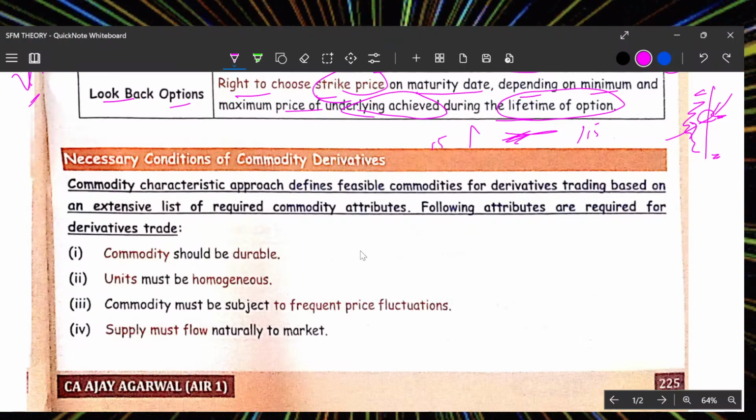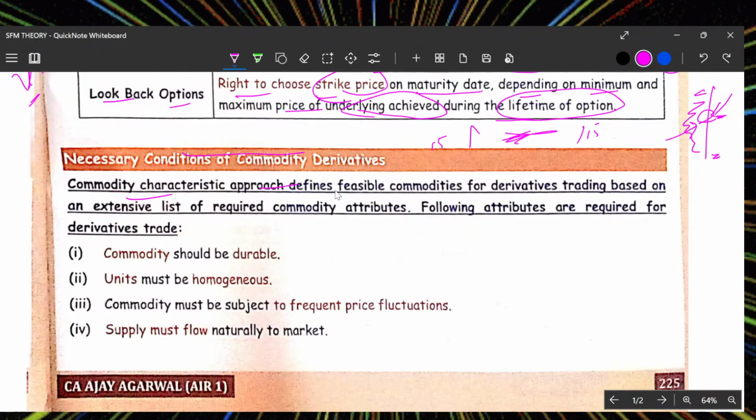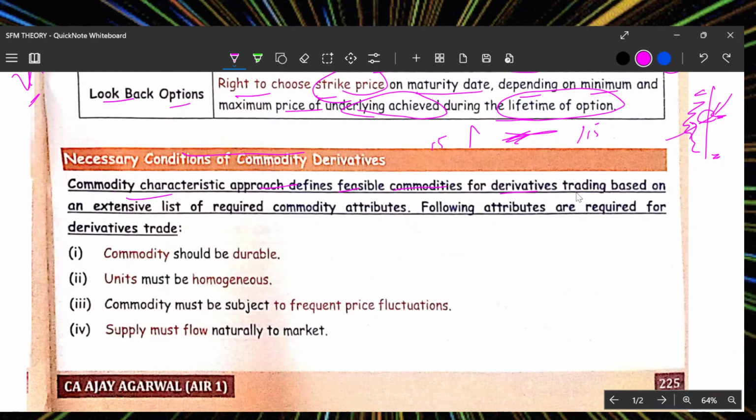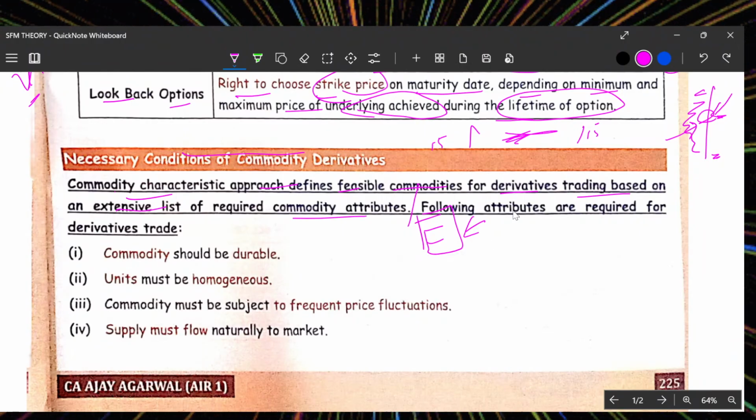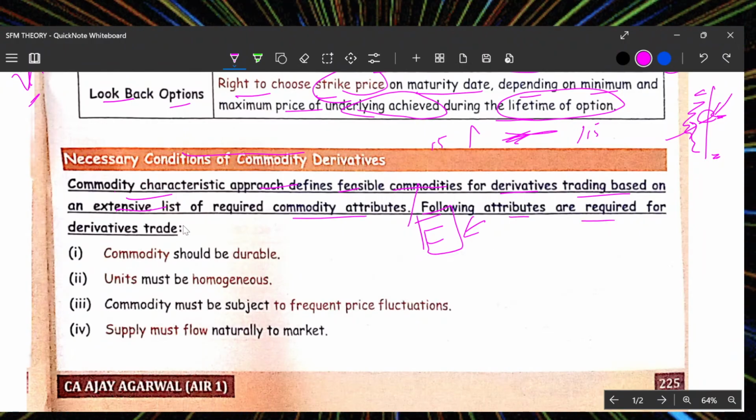What are the necessary conditions for commodity derivatives? A commodity character approach defines feasible commodities in derivative trading based on an extensive list. The list they give is based upon the required commodity attributes. Based on the attributes, it can be traded. The following attributes are required for derivative trade.